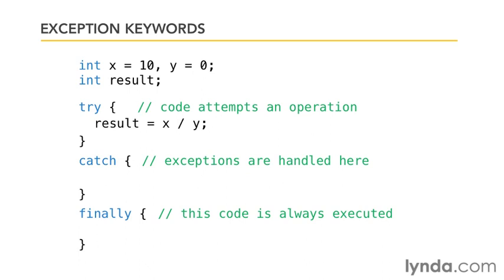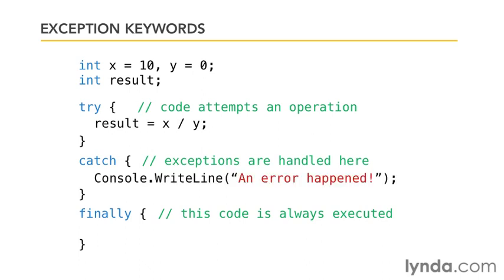Well, if we try to divide x by y, in this case, we've got 10 divided by 0, that's going to cause an exception, in which case the program flow will be transferred to the catch block. And here we're going to just write out, hey, look, an error happened. And we can do a whole bunch of things in here. In this case, we're writing out an error message, but there's other code that we could have written here to try to handle the exception. Maybe we could ask the user to try putting in a different value, or we could just try something else. The point is that the code in the catch block is going to run when the problem happens.